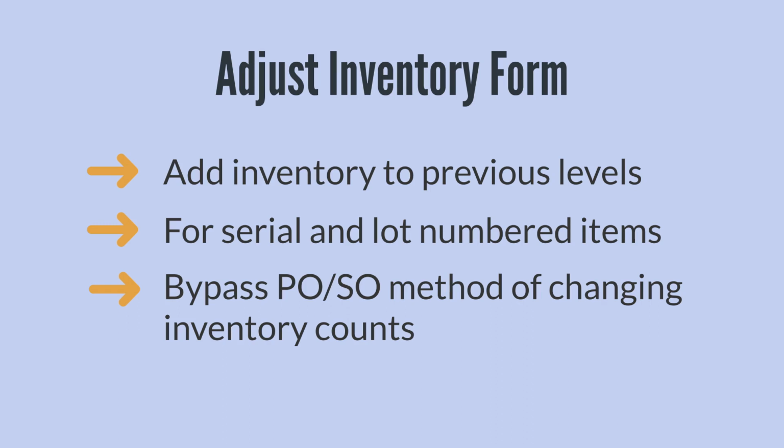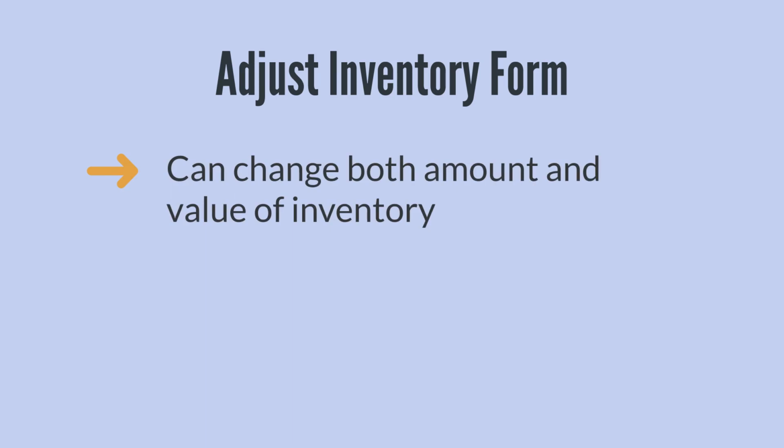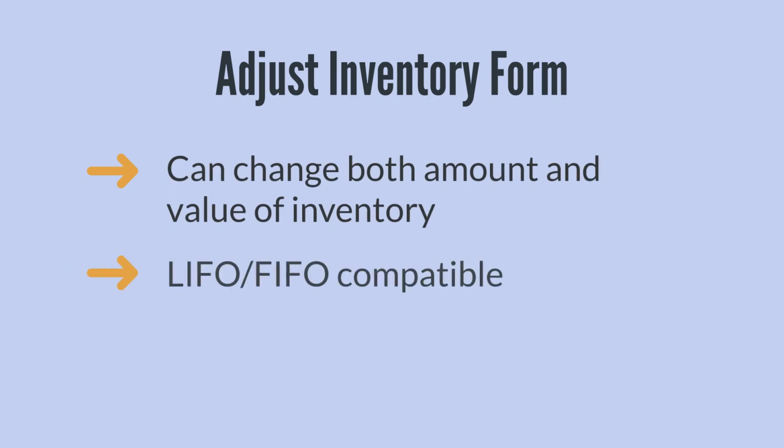When you use the Adjust Inventory form, you can change both the amount of the inventory you have on hand as well as the value of that inventory. If you use LIFO or FIFO, this method will apply your costing preferences to the items that you adjust.